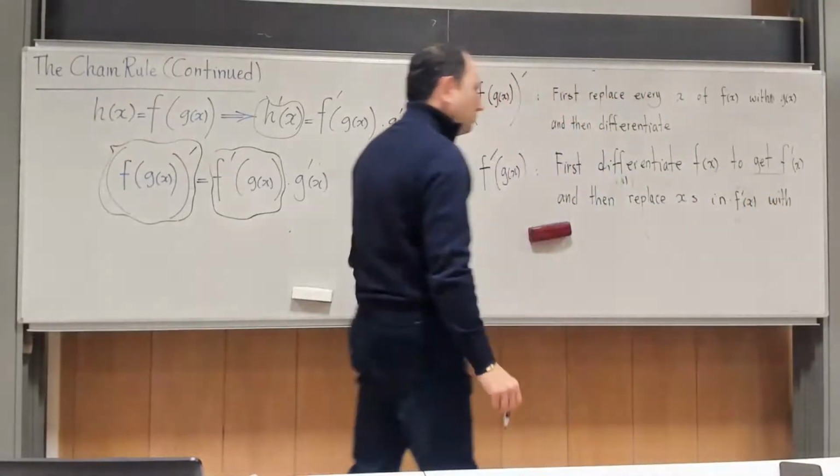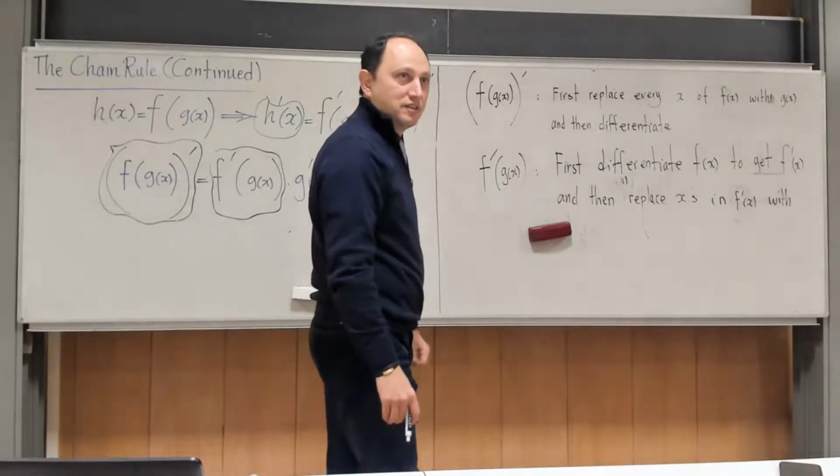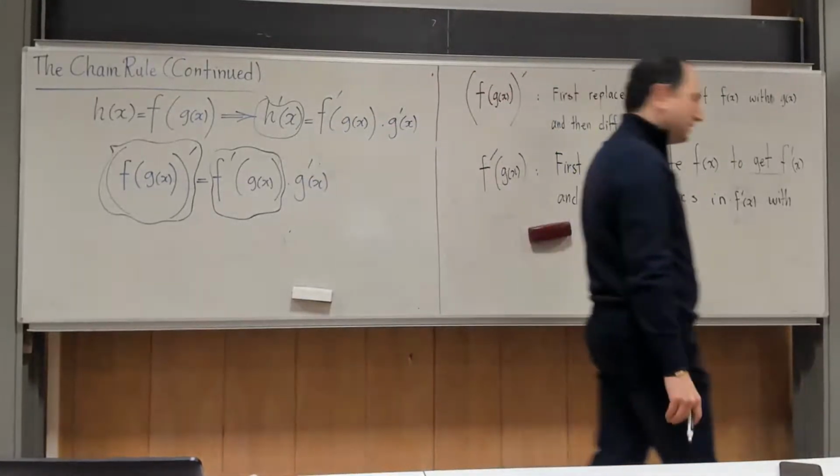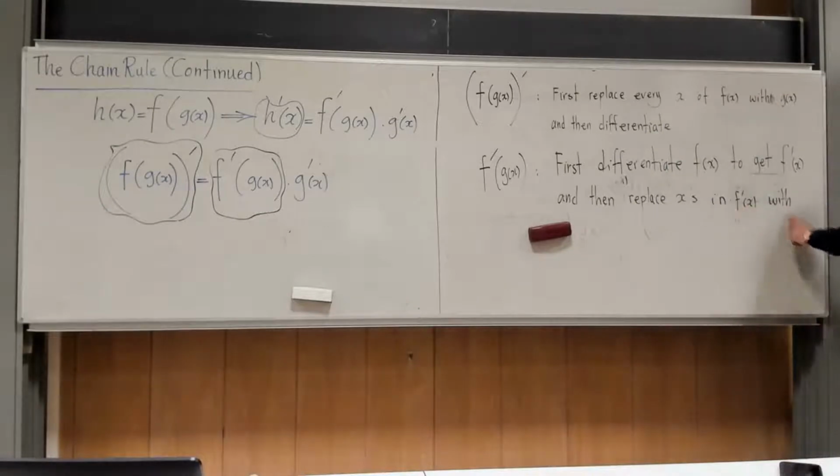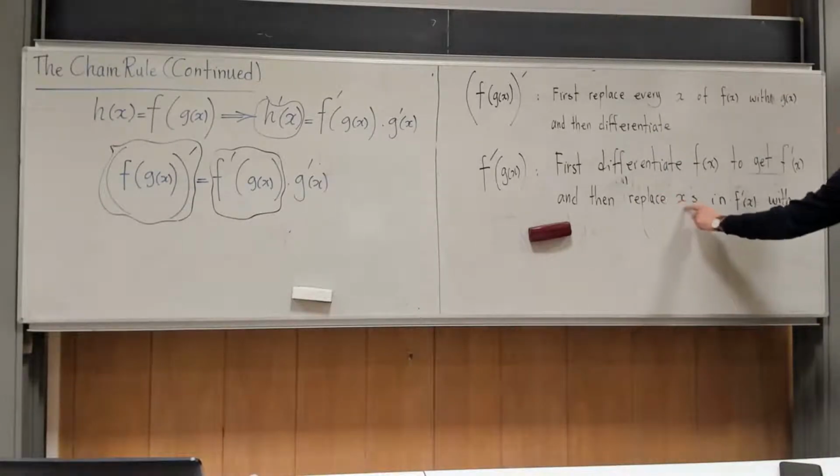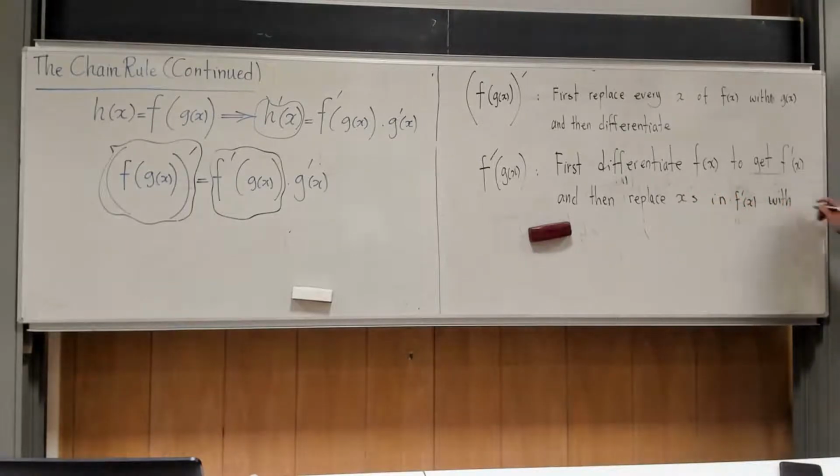Is "replace with" correct or "replace by" in English? Replace with? Yes, okay. In f prime of x, replace the x's, the plural form of x, with g of x. You would use "by" if it's like "replaced by." Ah, okay, yeah, that's weird.